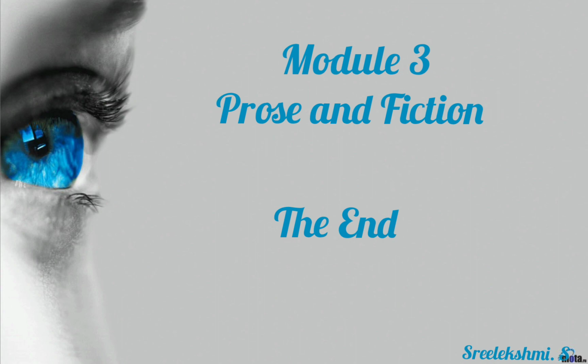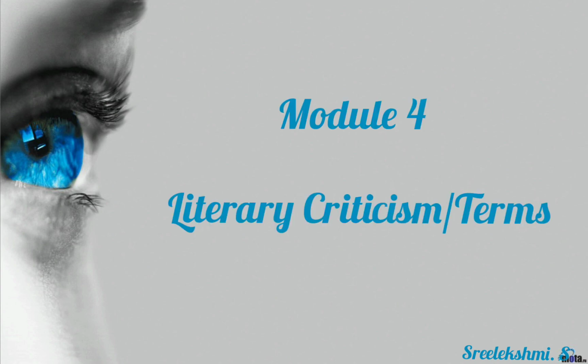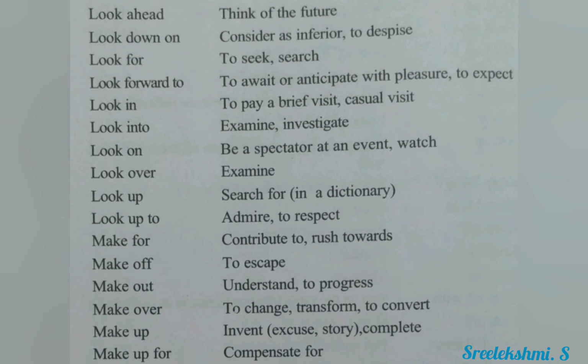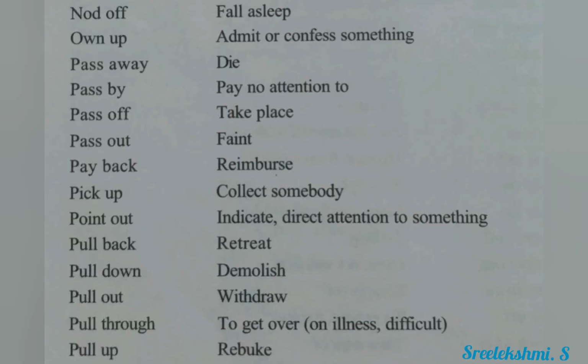So that ends our module 3, prose and fiction. From the next class onwards, we'll be starting the next module. So now module 7, basic grammar. We are continuing with the phrasal verbs. Go through the meanings, practice making sentences with these phrasal verbs. It will be really helpful for you in competitive exams, and also it will improve your English language efficiency. Go through it.